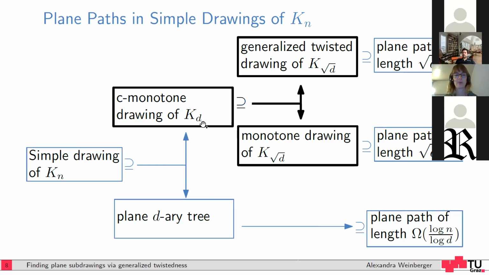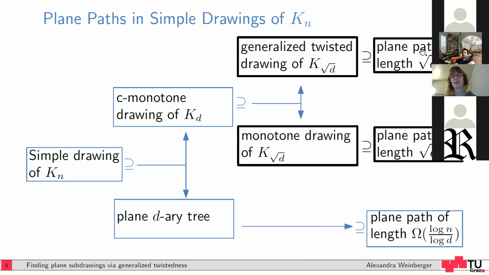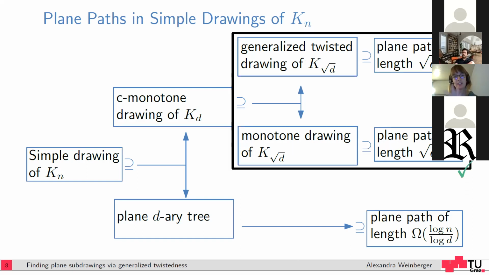If we end up with a C-monotone drawing, then we show first that it contains either a generalized twisted drawing or a monotone drawing of a certain size. And then we also find our plane path because we have just shown before that these two drawings contain plane Hamiltonian paths. So this part of the proof we have already done.